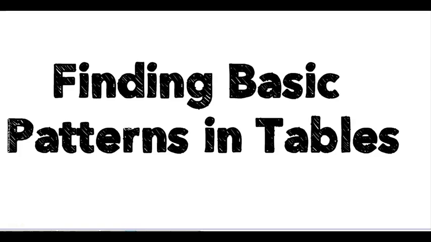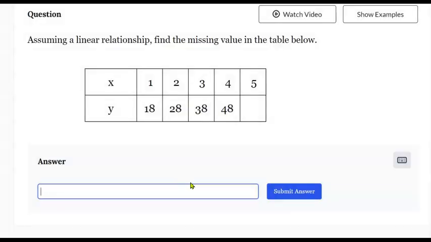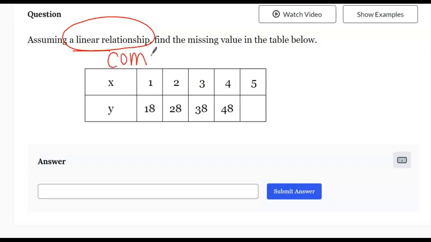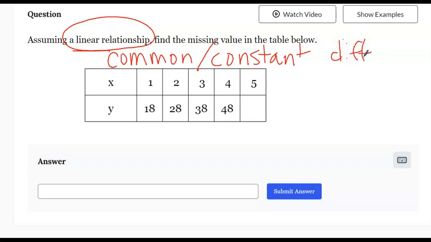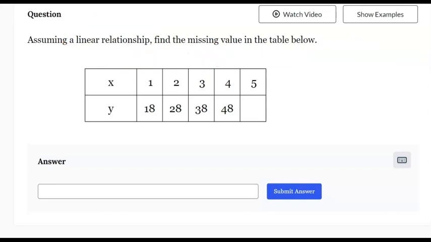Finding basic patterns in tables. This is going to be a big topic for us in Unit 1. So let's review how we can find a missing value in a linear relationship. Now, a linear relationship is something that has a common or a constant difference. So we're looking for a common or constant difference, often referred to as a rate of change.